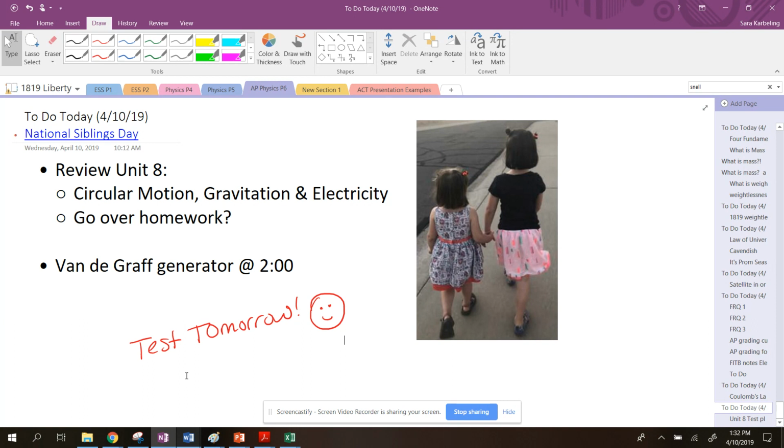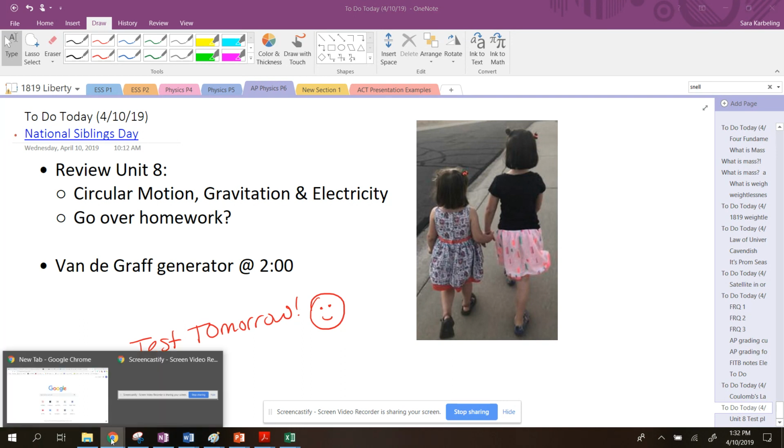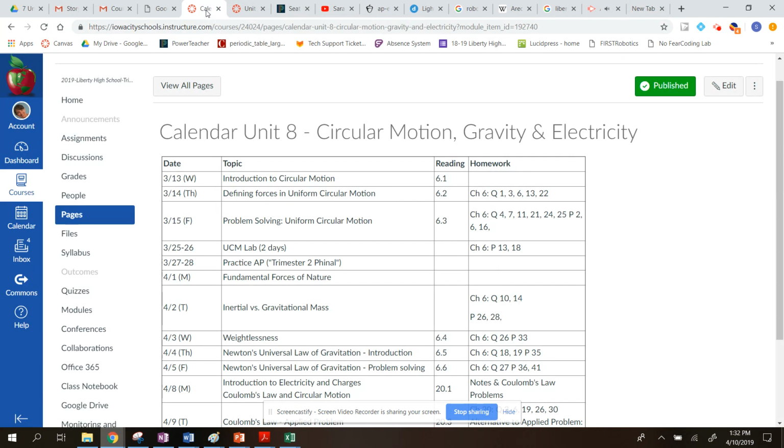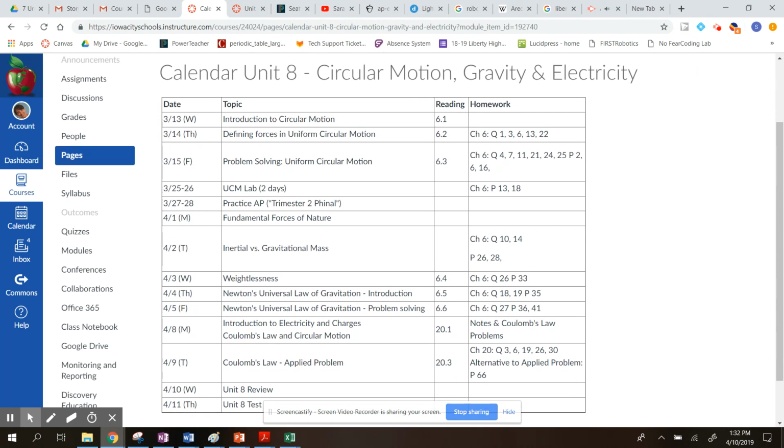I want to remind you of a couple of things here. One is just what the test is over content-wise. If you have not looked lately, just to be aware, we're doing circular motion, gravity, and electricity. So this goes back a little ways because we had tests and things in there as well. So we're doing circular motion. That's centripetal acceleration caused by a force. That force has got to be something.